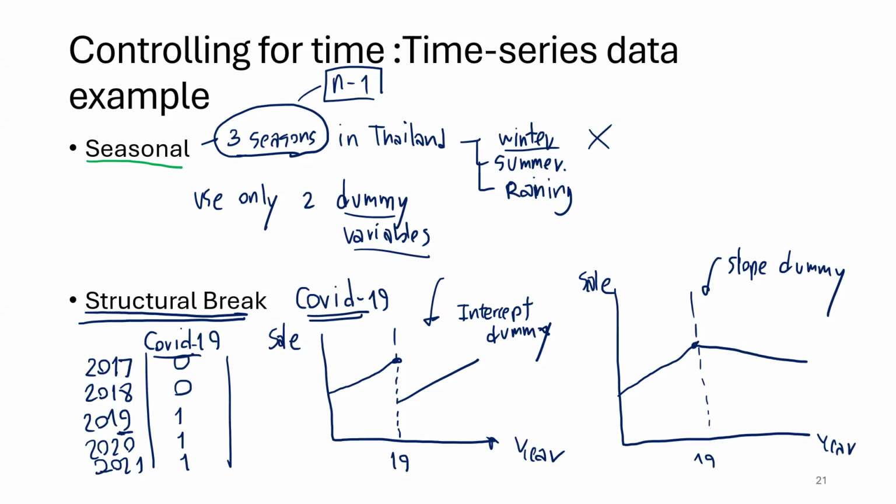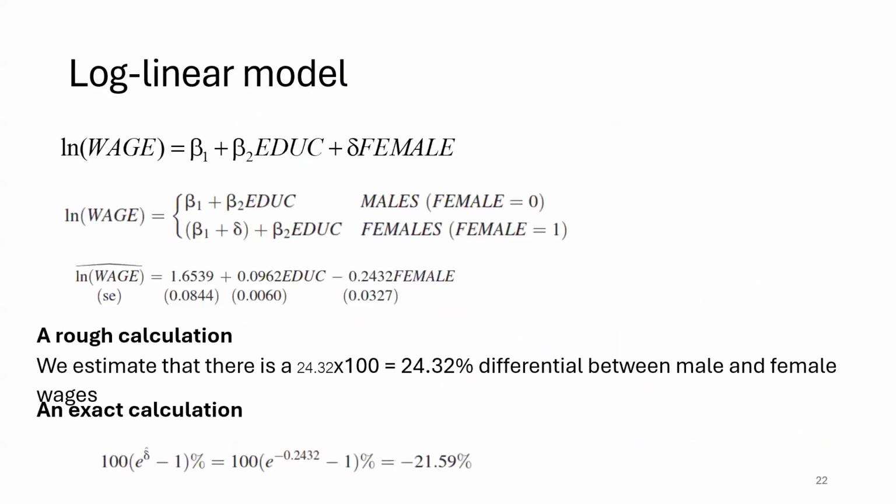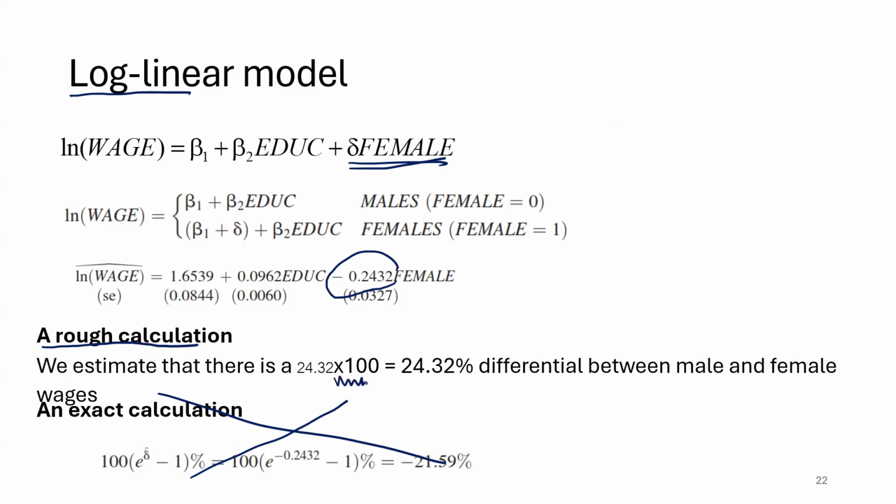Okay, and then last but not least, if we face a log linear model, you can delete this one. It's too difficult. But if you face a log linear model with a dummy variable, you can interpret by using a rough calculation by multiplying by 100. So this will become the log linear interpretation.